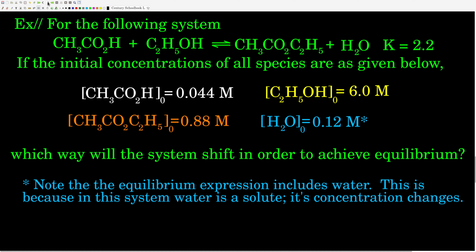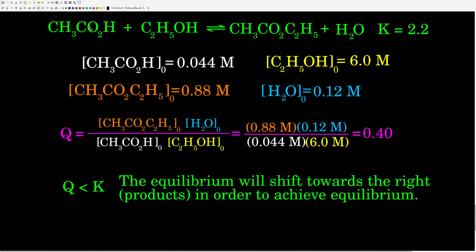Welcome back, guys. There's our equilibrium reaction. There's our K. There's our initial concentrations. All we do is plug their initial values into the reaction quotient Q, get the value, and it ends up, I got 0.40, I think. That value is less than K, so the equilibrium will shift to the right, and we'll make more products and take away some of those reactants. That's all there is to that, guys.